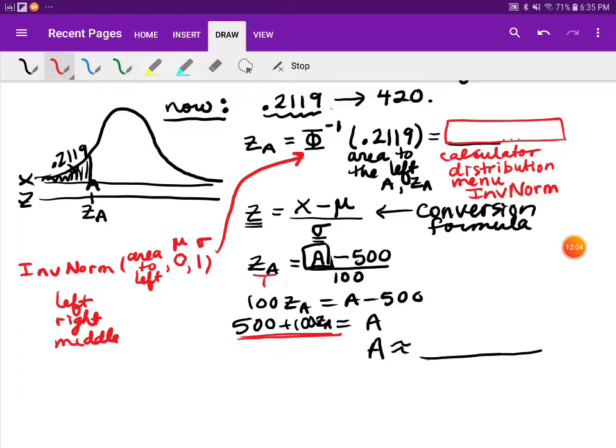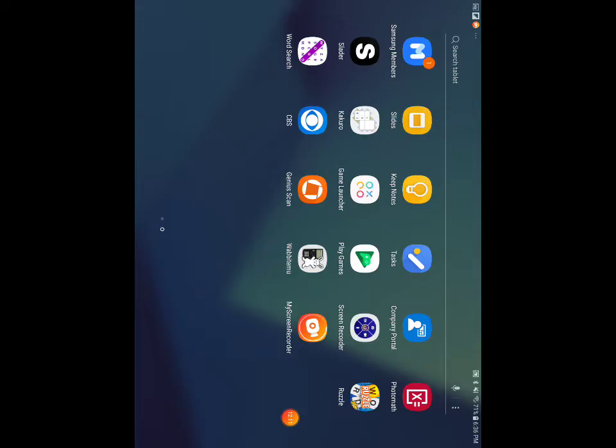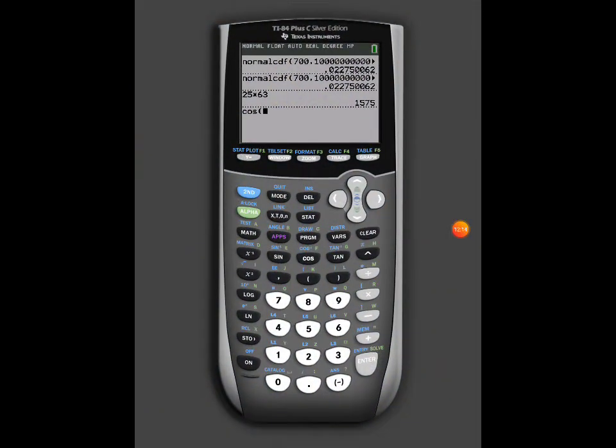Let's see. This will be my first time going to another page. I think the calculator is going to turn out to be a little bit smaller. So I use my Wabbit Emu. There you go. For my tablet, it actually flips to the other side. Okay, so let's clear it. So I go to distribution. There's inverse normal. The area is the 0.2119. That's why you're drawing the picture. And then the mu and the sigma, if you want the z-score, you leave it at 0 and 1.